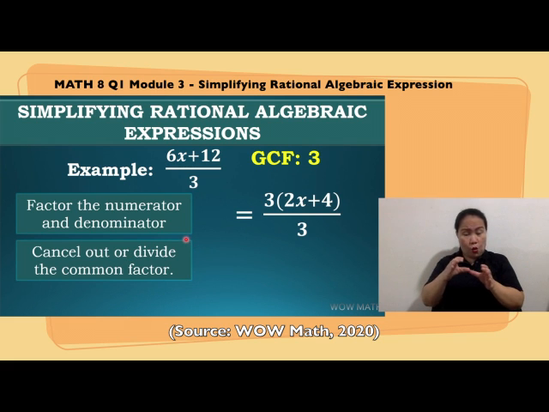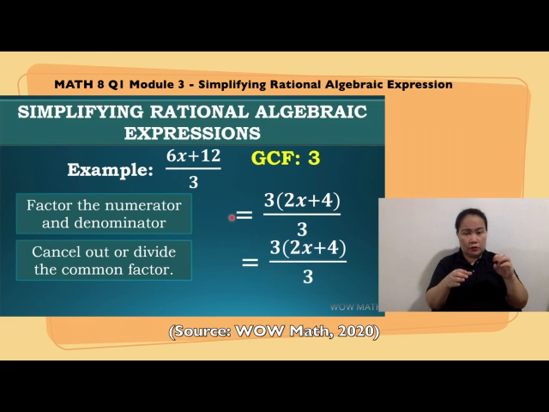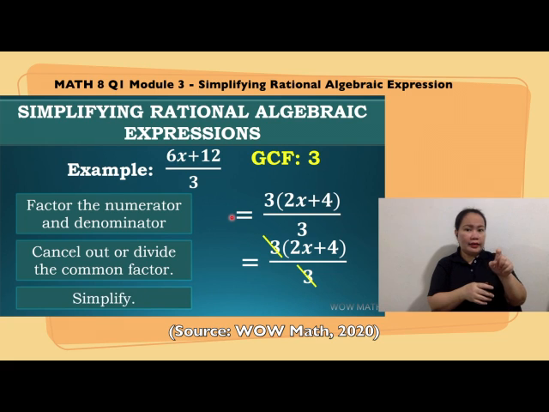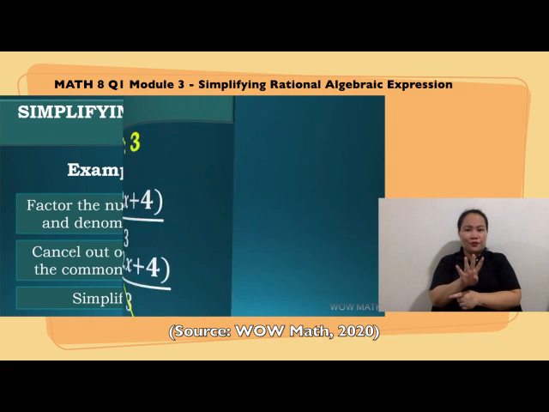Now, what is the common factor? Of course, it's obvious, diba? So, we have 3. So, we will cancel out 3. So, what's left is 2x plus 4. So, therefore, the final answer is 2x plus 4.